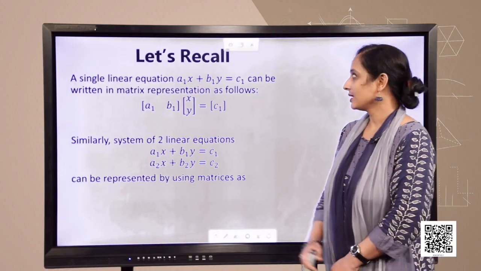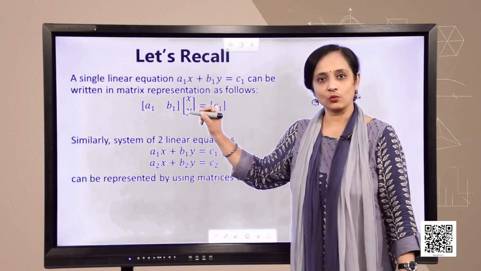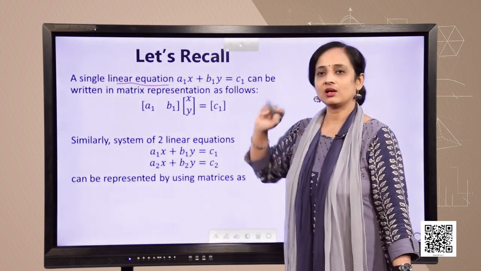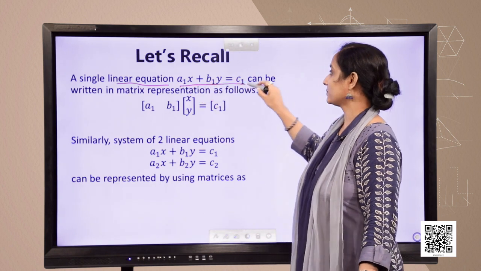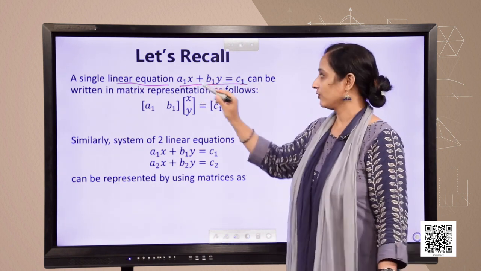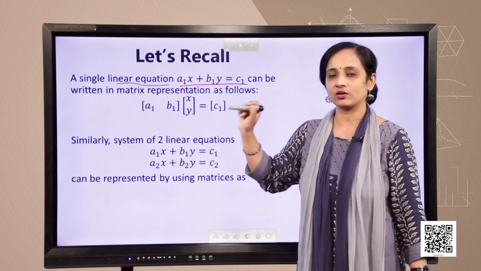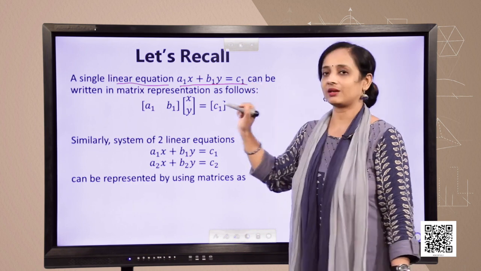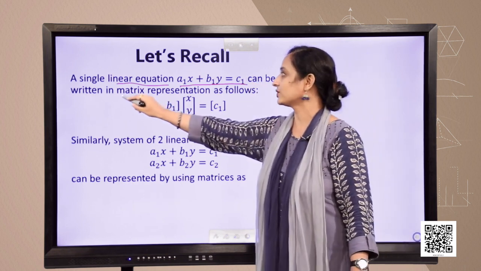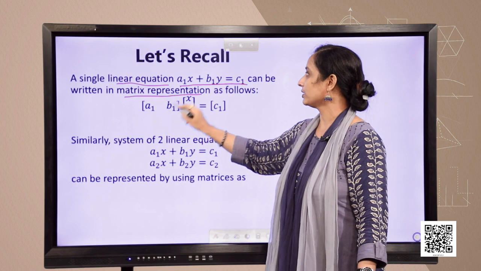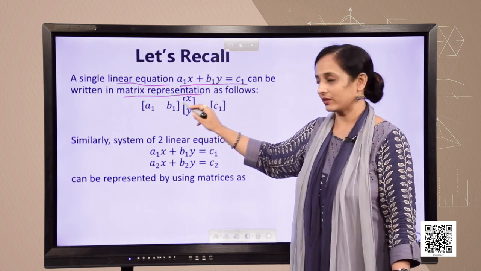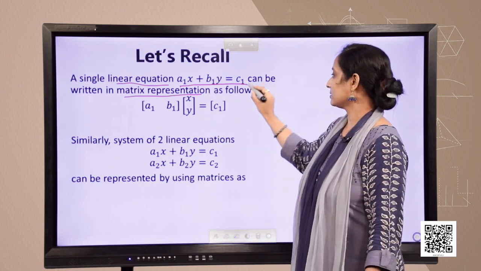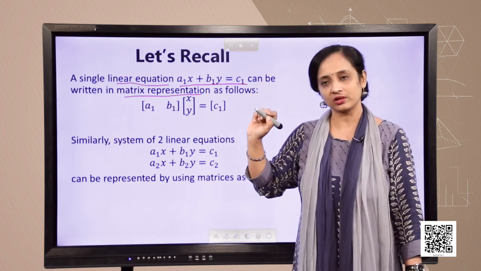So let's learn how to write equations in the form of matrices. In class 10th, you have studied about linear equations which are represented as a1x plus b1y is equal to c1, where a1, b1 and c1 are constants and x and y are variables. So this equation can be written again in the form of matrices as a1, b1 as a row matrix, x, y the variables can be written as column matrix, and this c1 can be written as matrix of order 1.